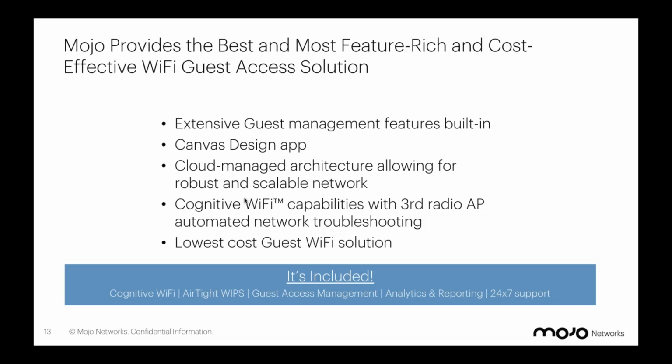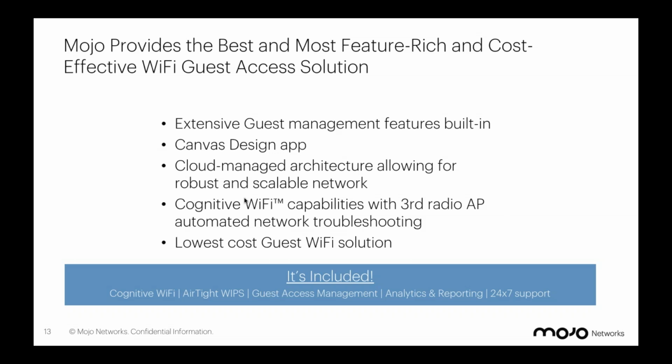I mean, cognitive Wi-Fi, the AirTight WIPS, right? That's our wireless intrusion protection, the best in the industry to protect your guests. So even while your guests are sitting in your coffee shop, WIPS is running on that access point, and it's preventing rogue APs, it's preventing honeypots and all these kinds of things. That's included. The guest access is included. The analytics and reporting that I just showed you, and the third-party API access, and of course 24/7 support.